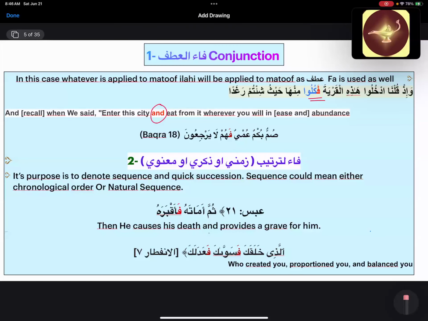Okay, and then next, the second one is fa litartib. And tartib, we know, means order. It could be the natural sequence, or it could be chronological order.